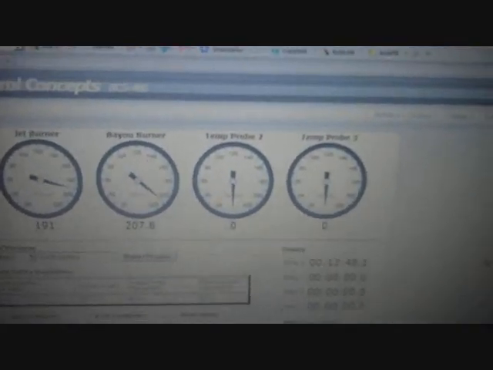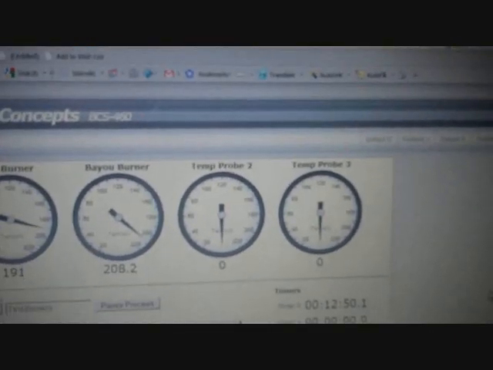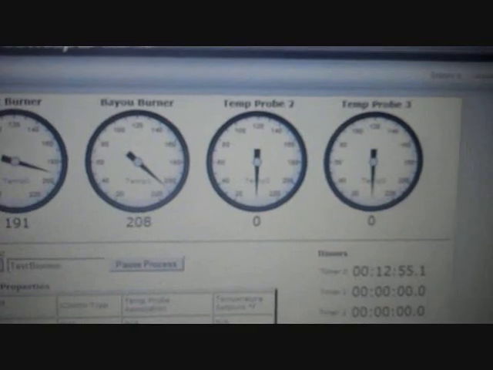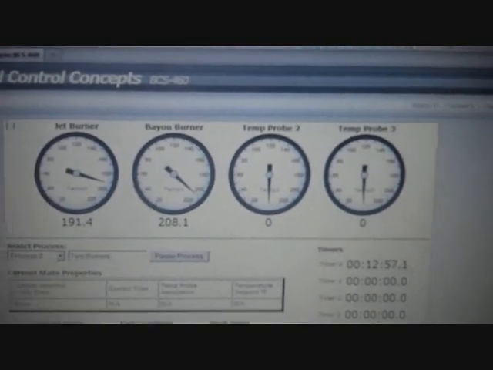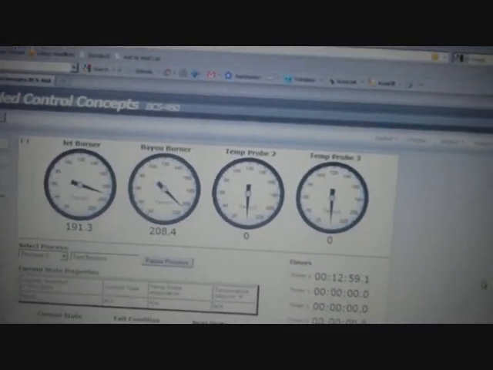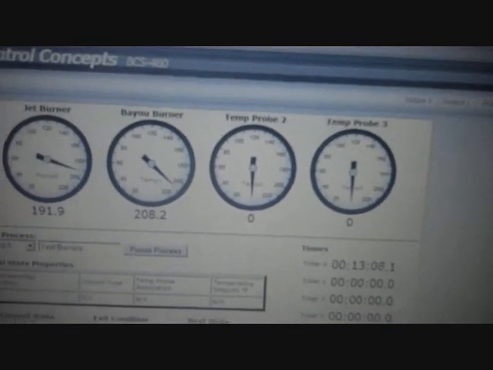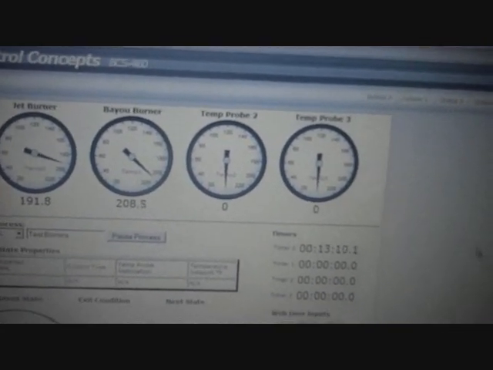Twelve minutes, 45 seconds is when I fired up the camera again. 191 degrees on the jet burner and 208 degrees on the Bayou burner. Altitude where we are at is about 980 feet. So we're near boil on the Bayou burner. Expect it to be hitting at any time.